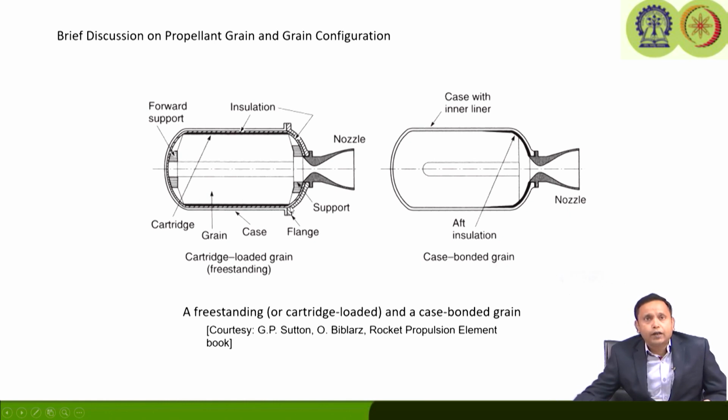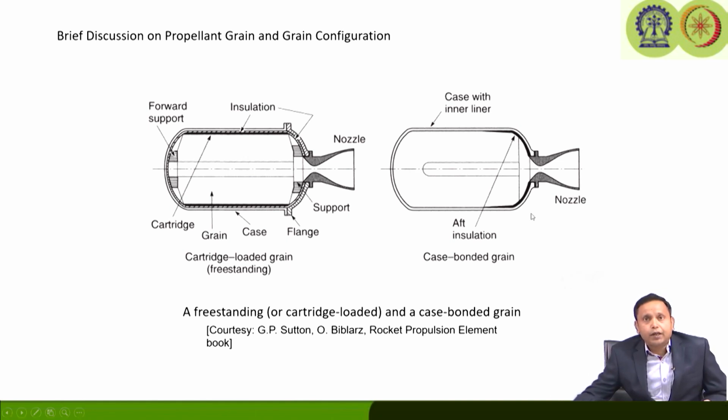Here, the grain is actually processed and cured separately, not inside the motor casing. After curing, the propellant grain is loaded into the casing, and there are a lot of supports. You can see forward support, backward support, insulations, and liners, which are required in order to hold the grain. But the advantage is that if there are issues with any grain, we can easily replace it, because the grains are manufactured or processed separately.